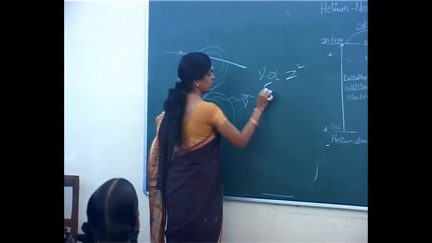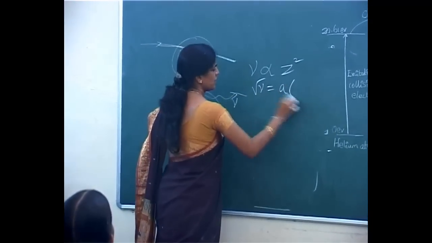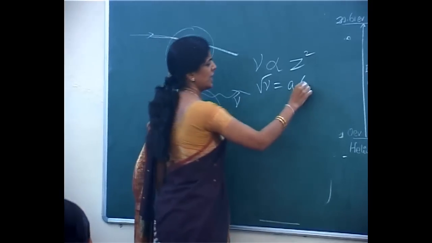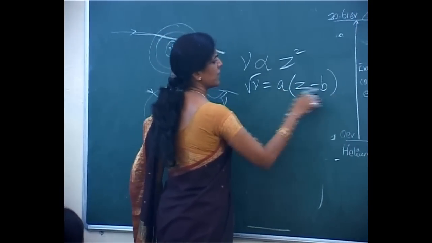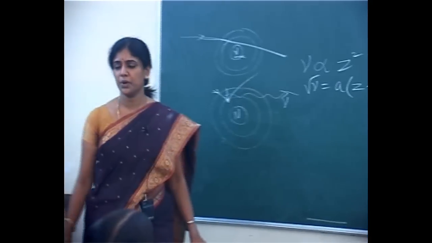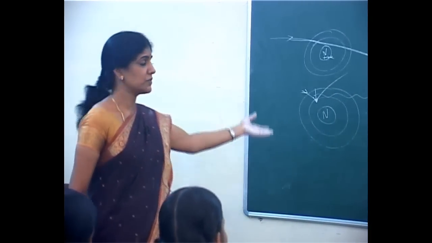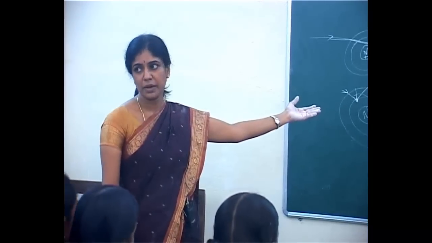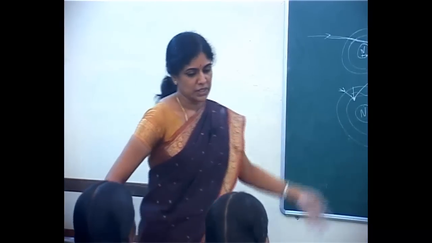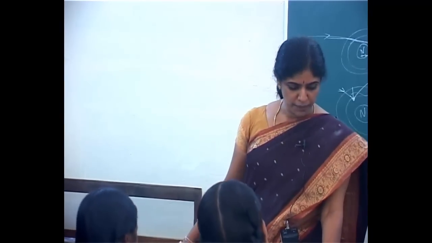To find this, there is a formula: square root of nu equals A into (Z minus B), where A and B are constants. They depend only on the nature of the metal used. This we call Moseley's law. This is an important 3 mark question.